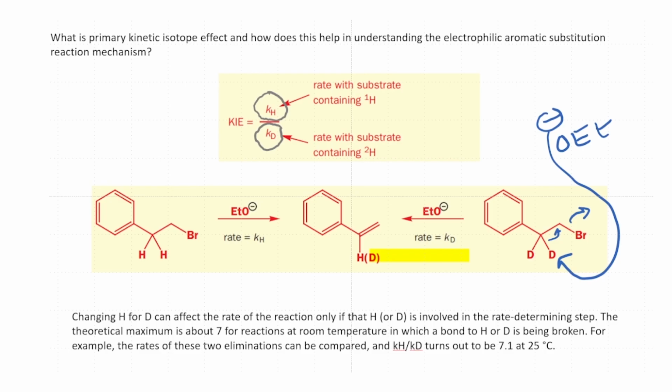In this case, we have very good evidence that this hydrogen is involved in the reaction, and therefore we would expect that the carbon-hydrogen bond would break faster than the carbon-deuterium bond, because it's involved in the rate determining step. The kinetic isotope effect for this reaction is about 7. Therefore, from this we can conclude that the carbon-hydrogen bond is involved in the rate determining step.